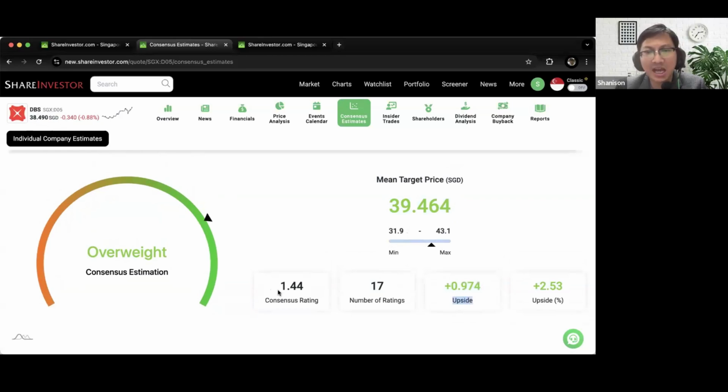So it means if you buy now, and if you trust the research analysts that in the next 6 to 12 months it's going to hit this target price, you are potentially making 0.974 per share. And if you translate that into a percentage return, it's 2.53%. That's how you interpret these numbers over here.